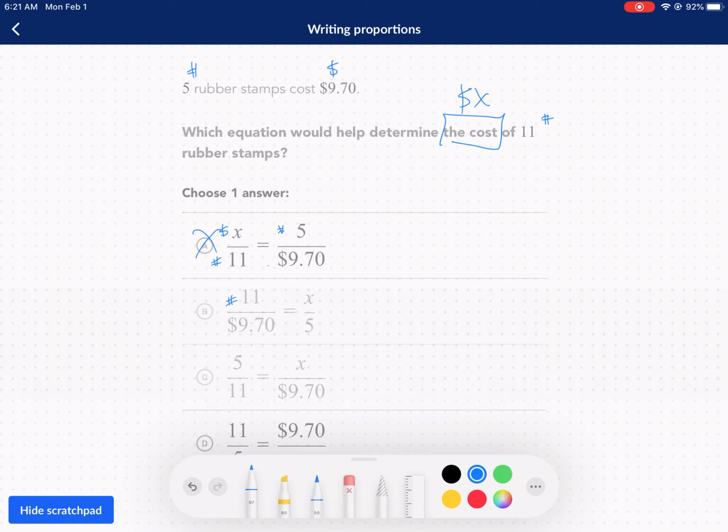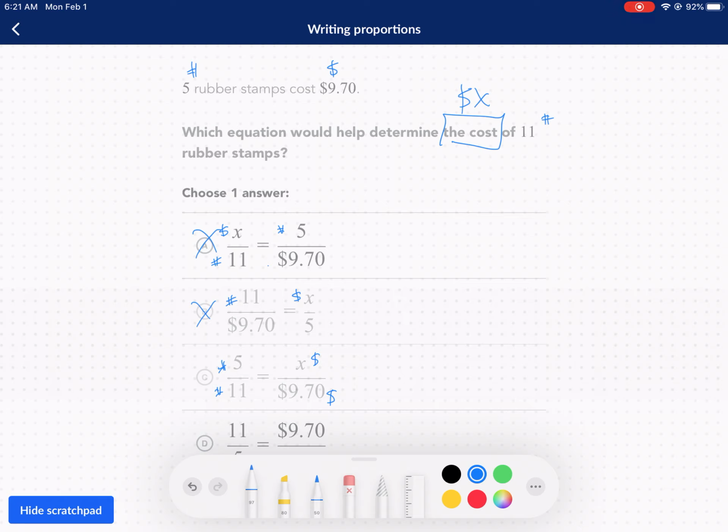Same deal here for B, number and then cost on top. We're going to exclude B. Now this one's interesting because here, this is something that you can also do. This has the number and then number on the left side and then dollar to dollar.